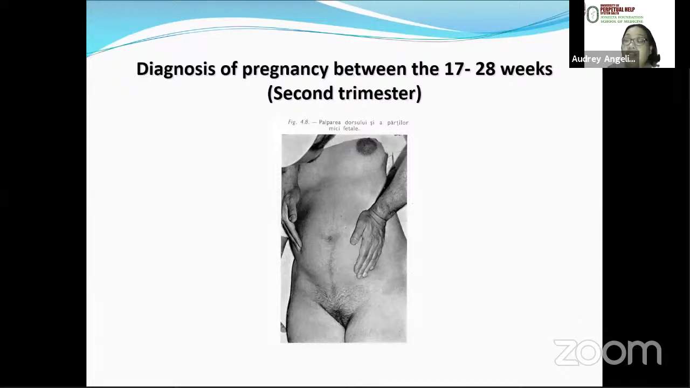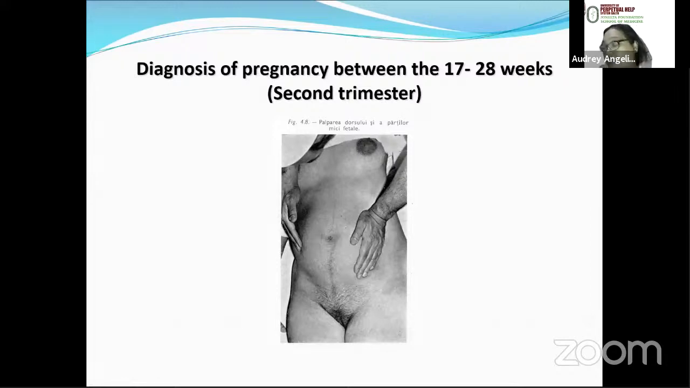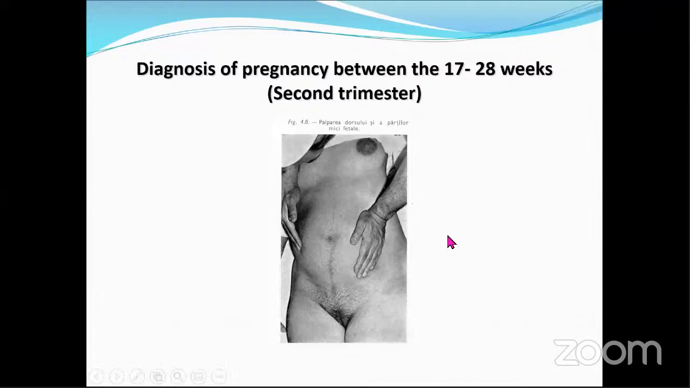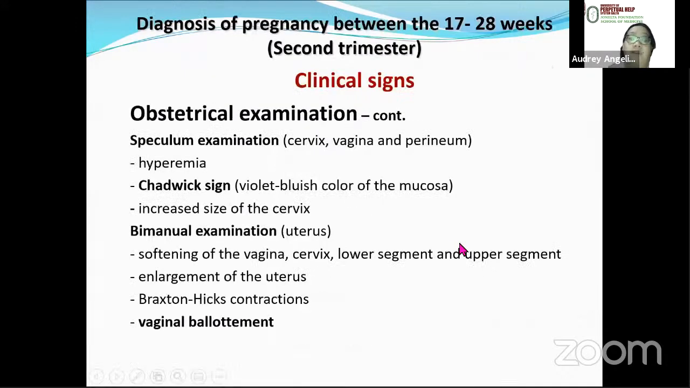What is your LM3? Pawlick grip. So it will confirm your findings in your first Leopold's if the head is the presenting part or the buttocks is the presenting part. And what is your LM4? Pelvic grip. Okay, so you will look if there is already engagement. You only do this when there's already engagement. And this is the only Leopold's maneuver that is done facing the feet of the patient.